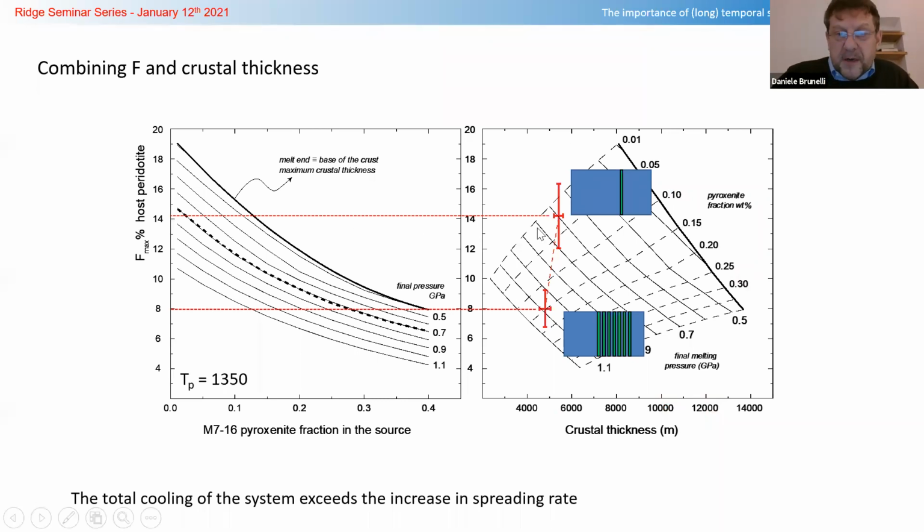So the two end members, the young section and the old section of the Vema section that we are considering, can be modeled as having a negligible amount of pyroxenite inside, some few percent, or a large amount of pyroxenite inside, where we're reaching about 15%.